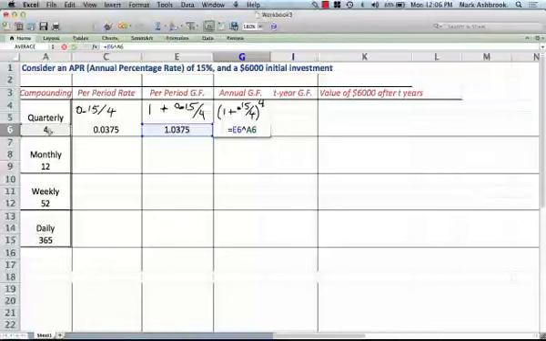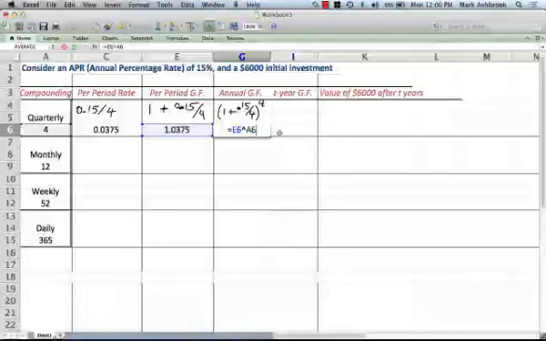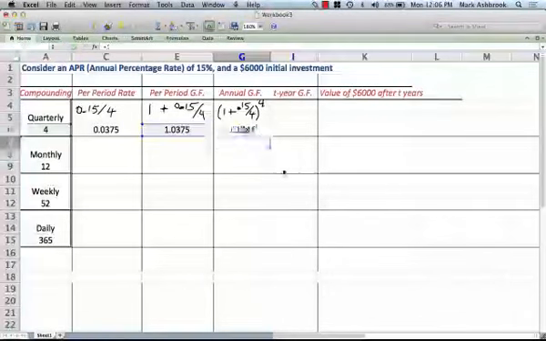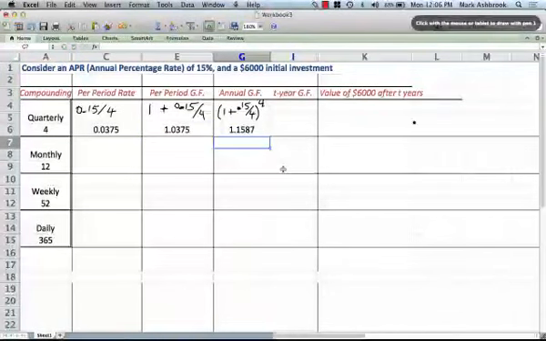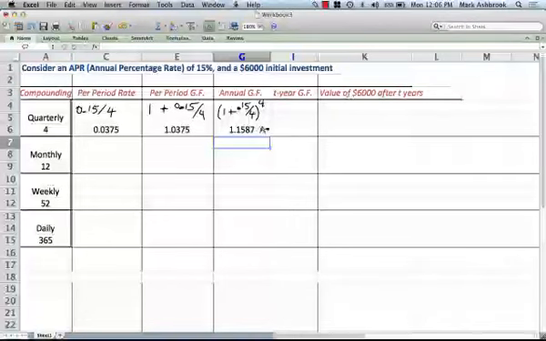How much does our money increase every year? How much, by what percent does our money increase every year? 15.87, you see? Not 15%. This is called the APY. I want this. This is called the APY versus the APR.